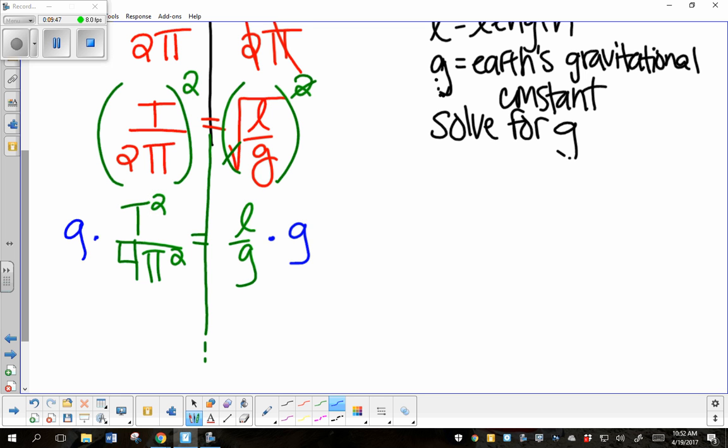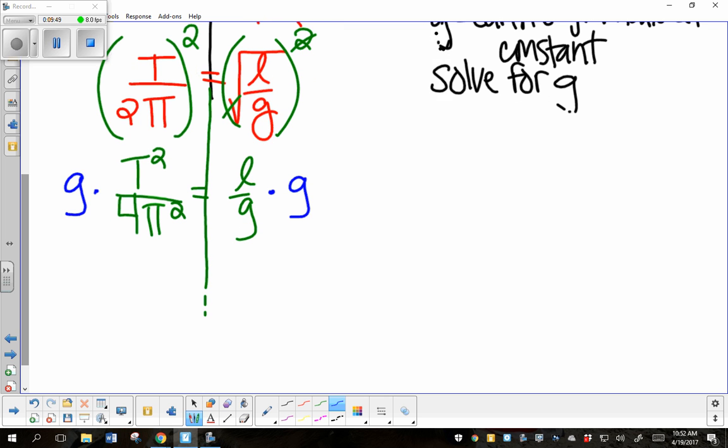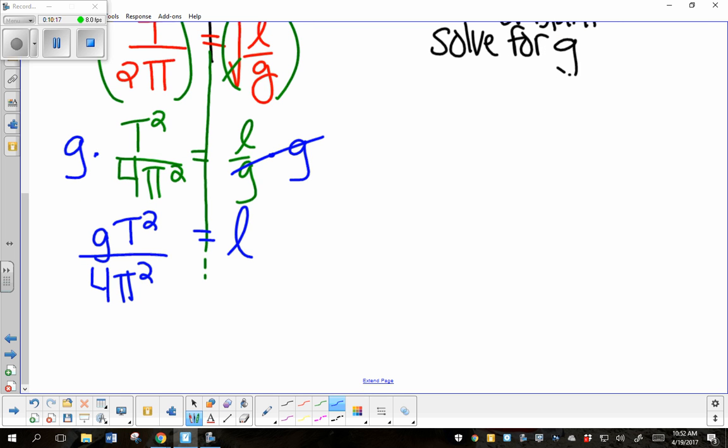Let's multiply by G. So now, G is not stuck on the bottom of a fraction, right? He's over here now. He's got some other stuff with him, but at least he's not on the bottom of a fraction. So now we've got g times t squared, and since it's multiplying, we can put it all in one: gt squared over 4 pi squared. And what are we left with on the other side now? Just our L, right? There's only one more thing left to do to get this g by itself.